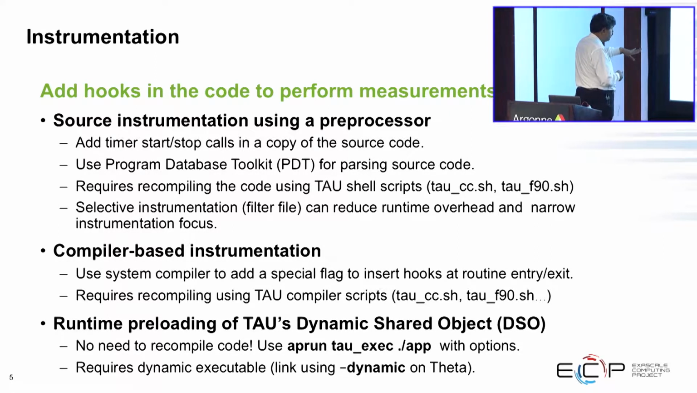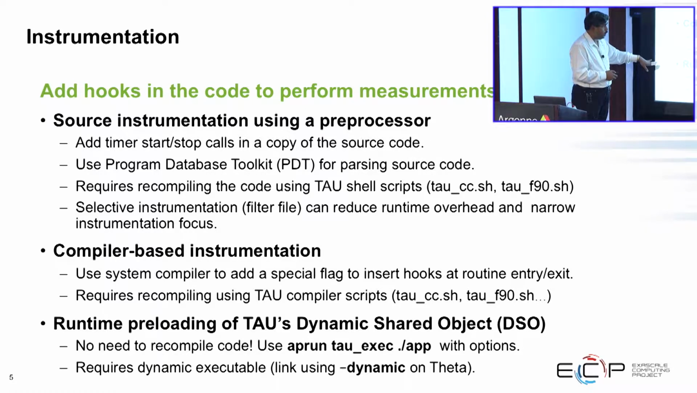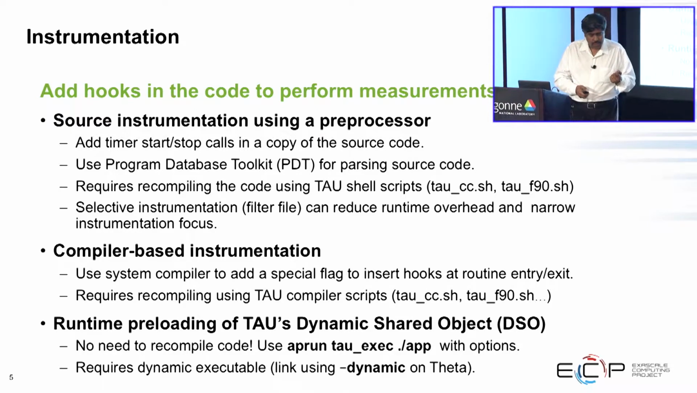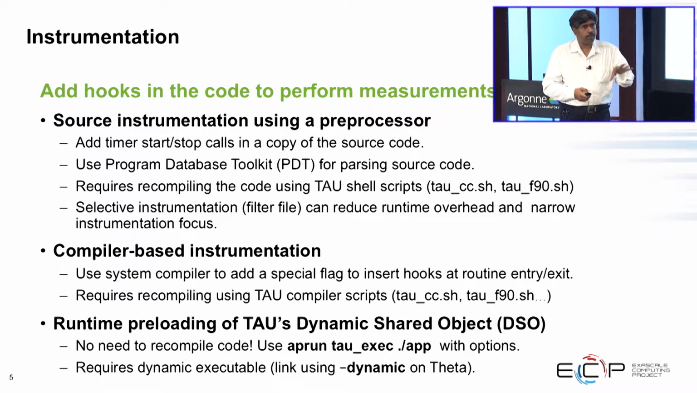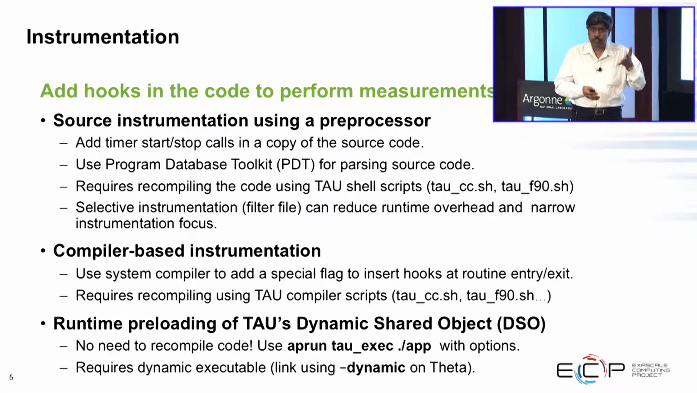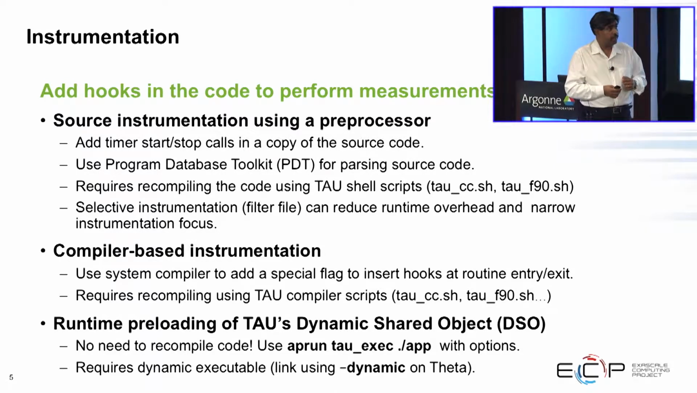We can do preloading a dynamic shared object from Tau. And this is a very interesting approach that I'll show you. Now with preloading, what I do is I take a shared object and I load it into the memory before the application is loaded. And whatever functions are defined in this shared object, they take precedence. So if your application calls MPI send and I preload the Tau library, then the application will call Tau's MPI send, which will internally call the system MPI send while adding hooks to the start and stop timers around that function call.